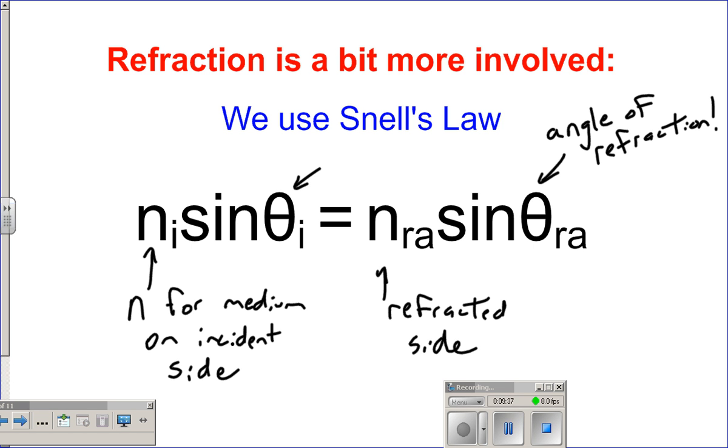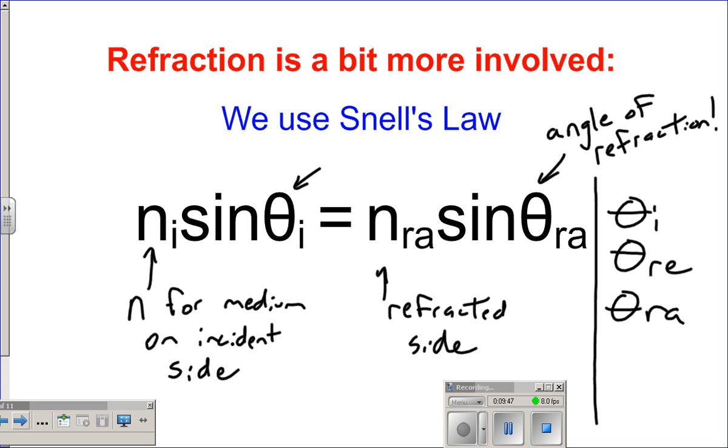All right, it is worth noting that there are now three angles. There is angle of incidence, angle of reflection is RE, and angle of refraction is RA. That says RA. Okay. So, let me show you an example of refraction, and then I'll show you what all the different variables are.